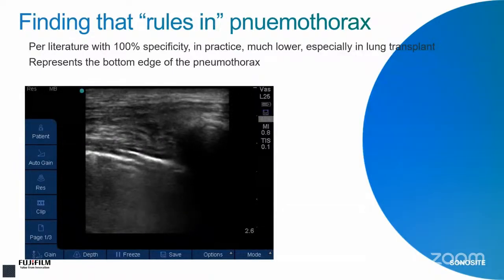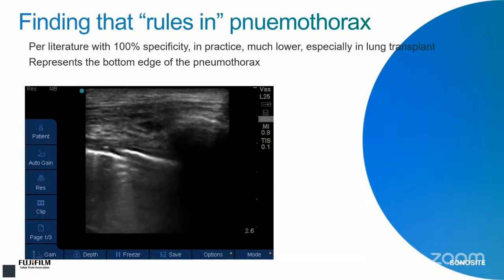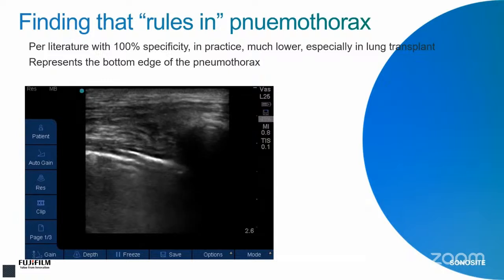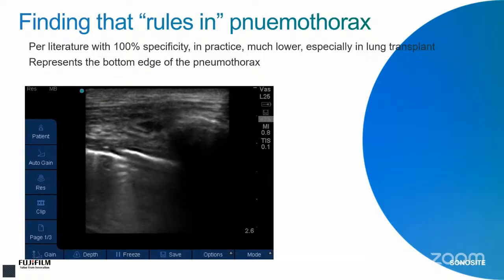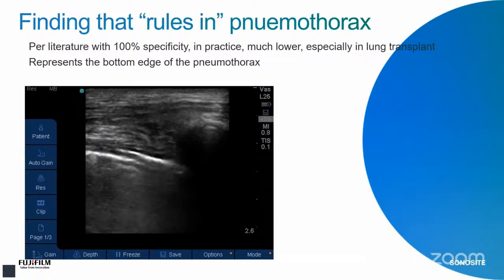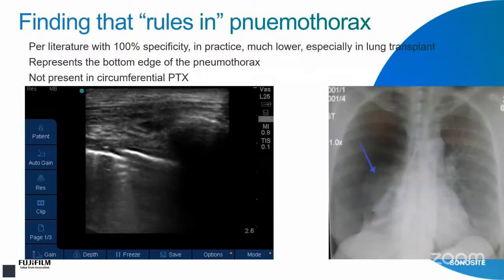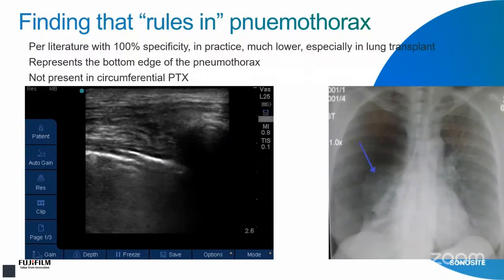There's only one finding described in the literature as ruling in pneumothorax, and what's seen here is referred to as the lung point. What you can see is that there is no lung sliding in the pleura on the left-hand side of the screen, but there is lung sliding in a respirophasic pattern on the right-hand side of the screen. This suggests that we're seeing the bottom edge of the pneumothorax.